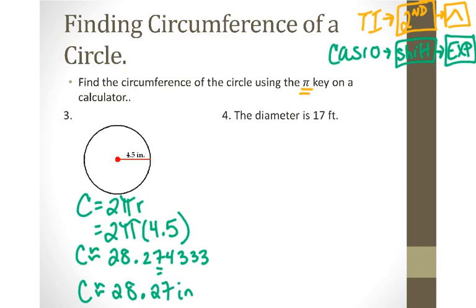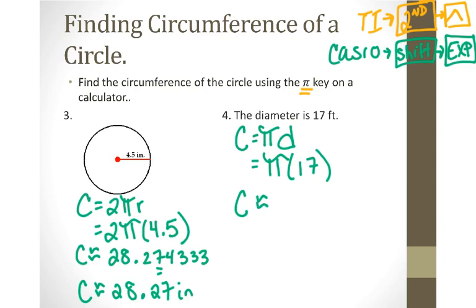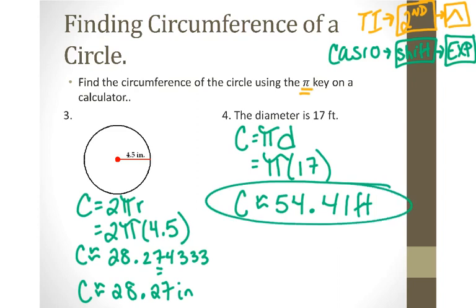So number 4, the diameter is 17 feet. So they're telling me diameter, which means I'm going to use circumference is equal to pi times the diameter. Pi stays as pi, diameter goes in as 17, and I'm going to multiply that. On your calculators, you guys are going to get 53.407075. So circumference is going to be about, rounding to 2 decimal places, 54.41 feet. And there's your final answer.